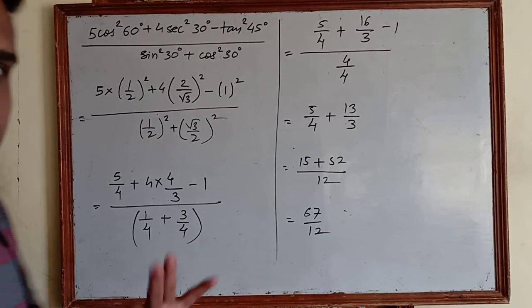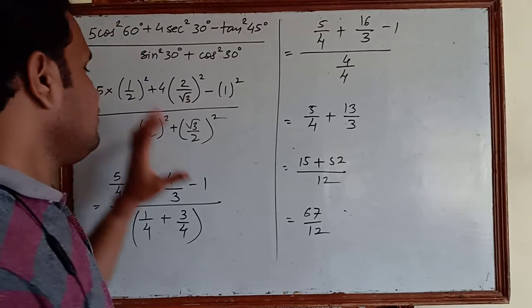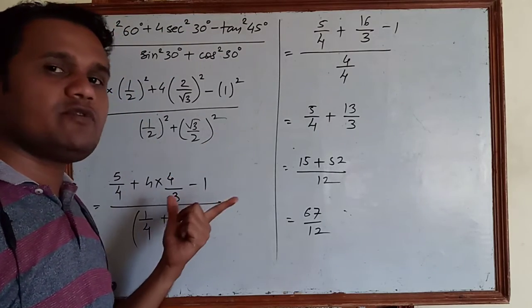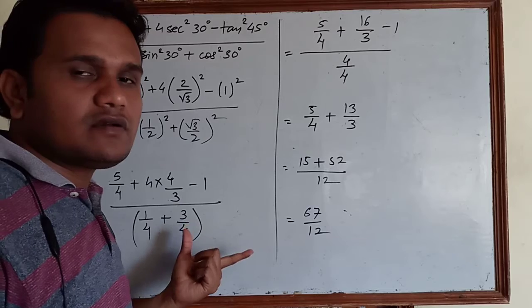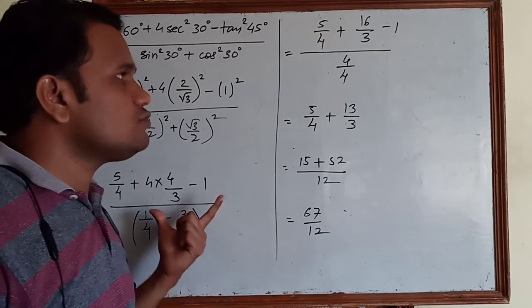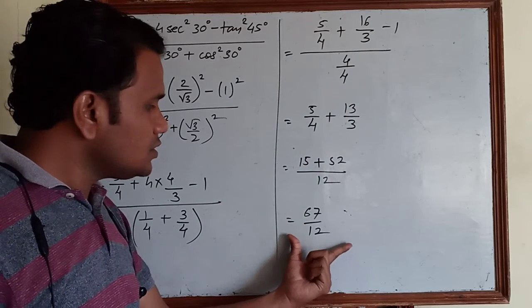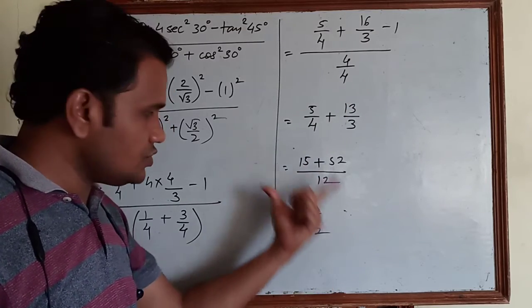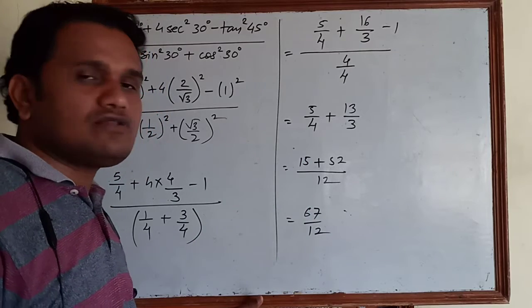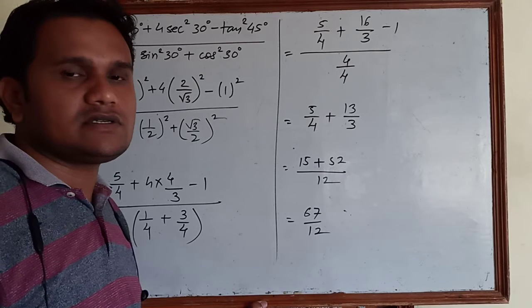See, initially it looks so big, okay, but if you substitute the values properly, if you properly solve the question by using the rules of addition of ratios properly, then surely you are going to get a correct answer. Okay, so in this way, these are the questions of trigonometric ratios of particular angles.